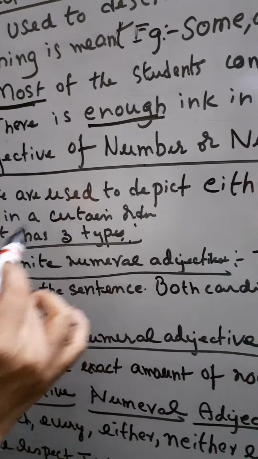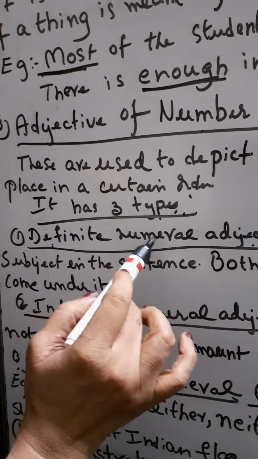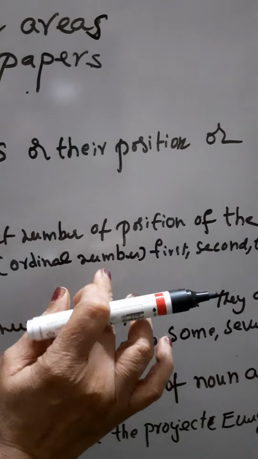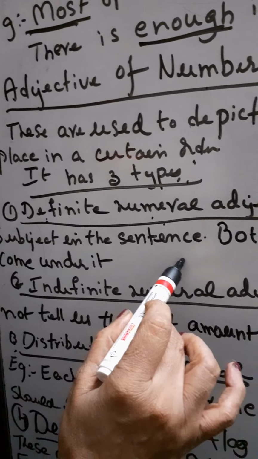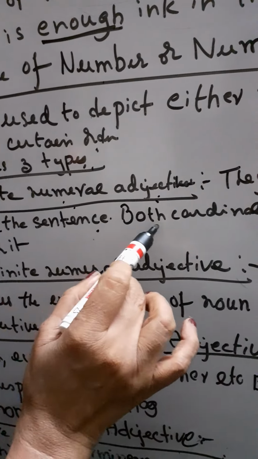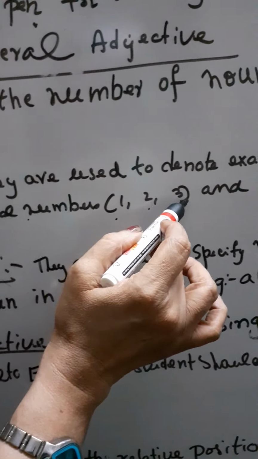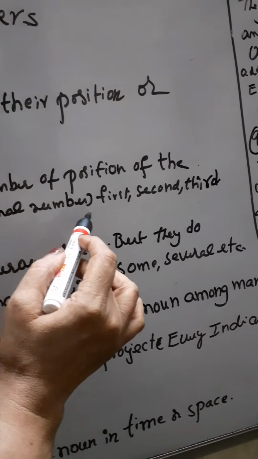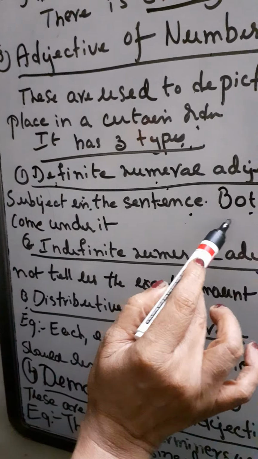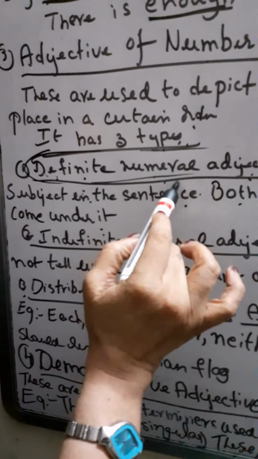Now see, adjective of number is explained in 3 terms. First one is definite numeral adjective. They are used to denote the exact number or position of the subject in the sentence. Both cardinal numbers and ordinal numbers. Cardinal numbers refer to 1, 2, 3, 4, 5, and ordinal numbers mean first, second, third, fourth, fifth. These come under this type, definite numeral adjective.